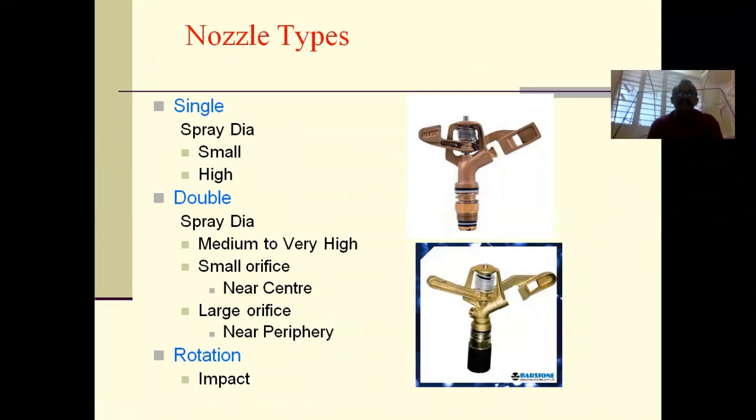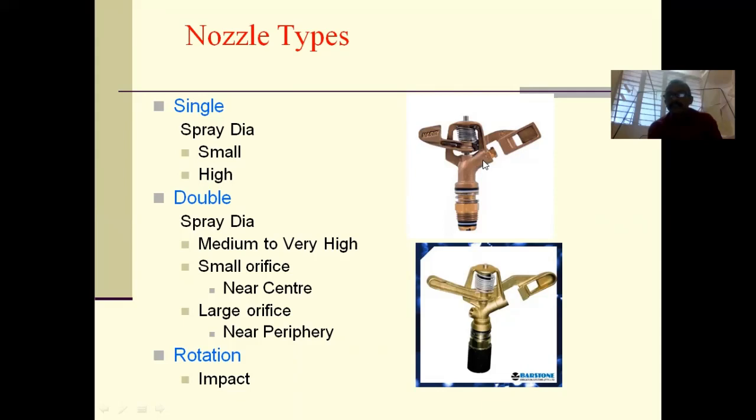Nozzle, there are two types of nozzle. One is a single nozzle and another is a double nozzle. See here, this is a single nozzle type. It has only one nozzle and it has an important part called rocker arm. This is called rocker arm, and you have a restoring spring.